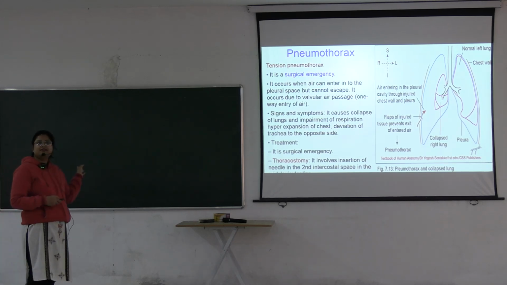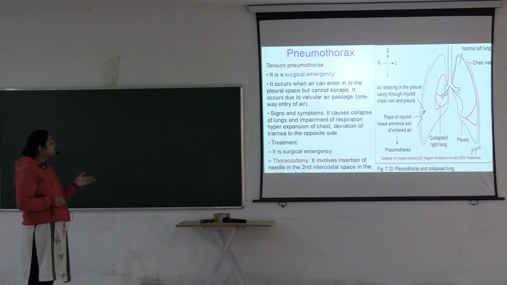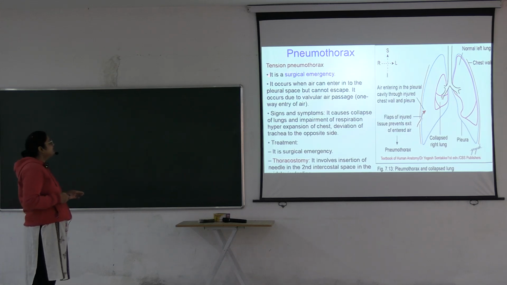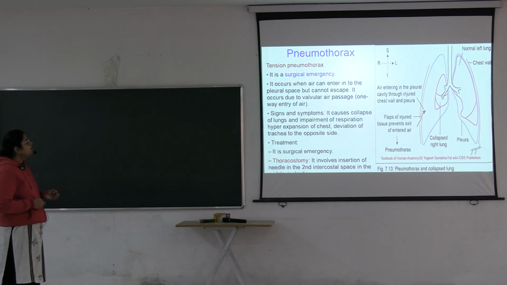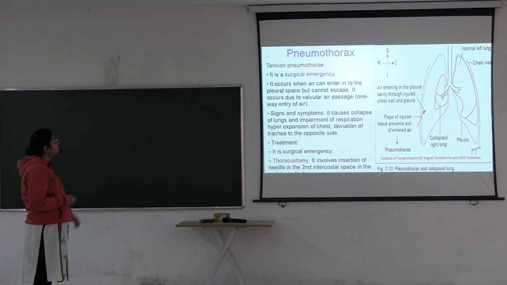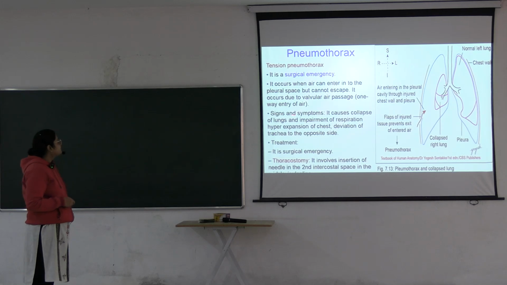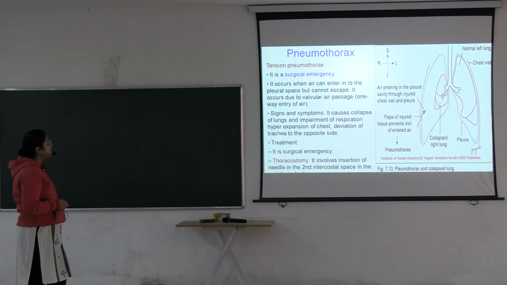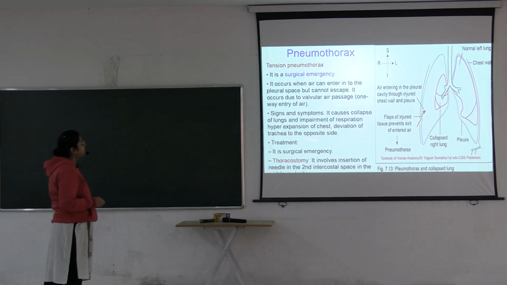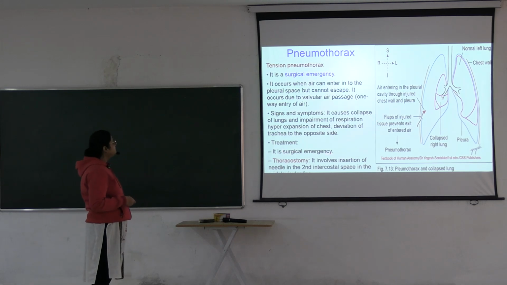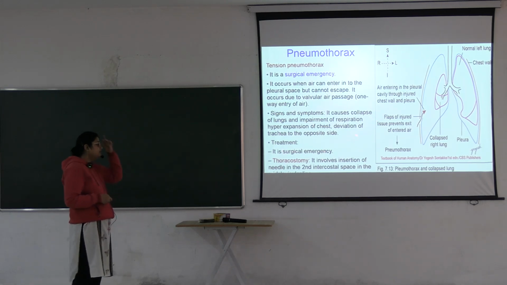Tension pneumothorax is a very important short note in your final year and can also come in theory. It is a surgical emergency, and occurs when air can enter into the pleural space but cannot escape. It occurs due to valvular air passage, one-way entry of air. Signs and symptoms: it causes collapse of the lung, impairment of respiration, hyperexpansion of the chest, and deviation of the trachea to the opposite side. What is the treatment? It is a surgical emergency, and you have to do thoracostomy.